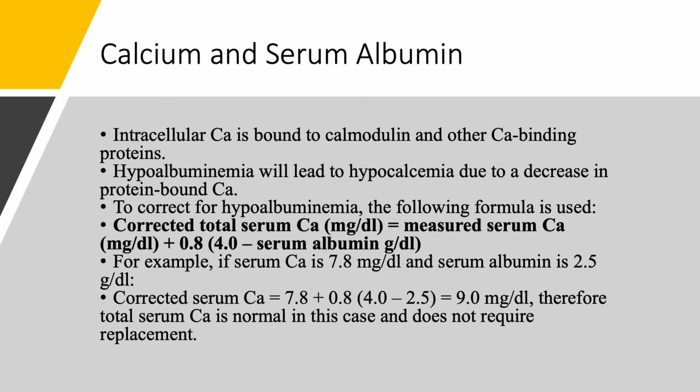Okay, in other words, for each 1 gram decrease in albumin, we add 0.8 to measured calcium, and this is how we correct calcium. So, if we are measuring calcium, and let's say it's 6, and albumin is 2, we are going to add 0.8 plus 0.8, so 1.6. So 1.6 times 6, we get 7.6.